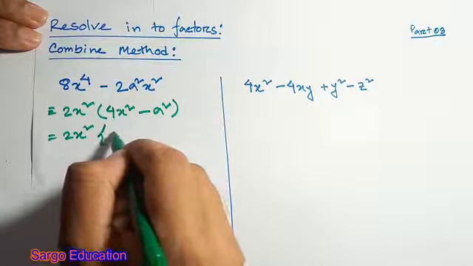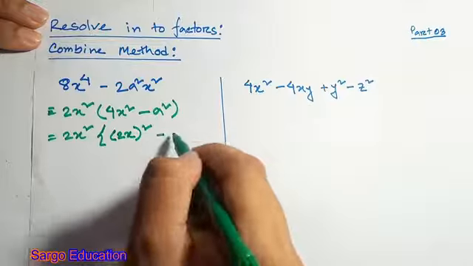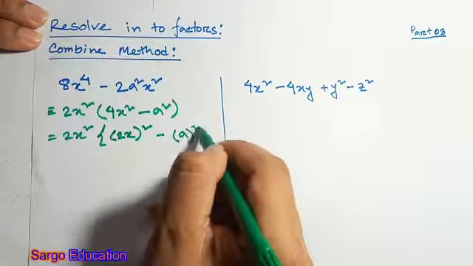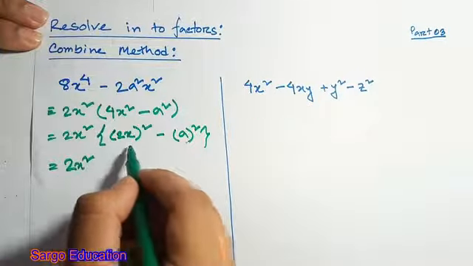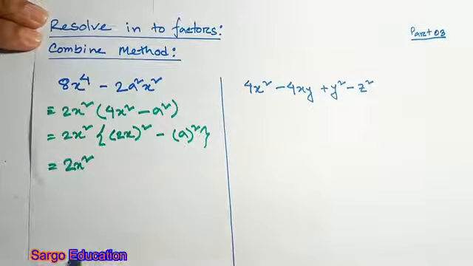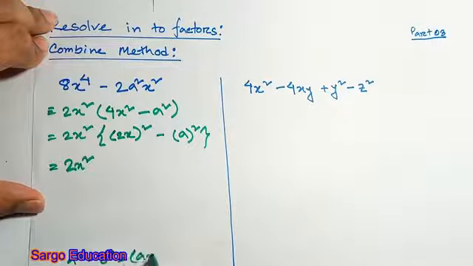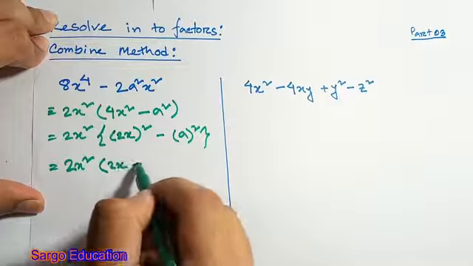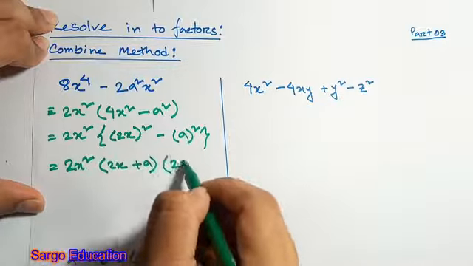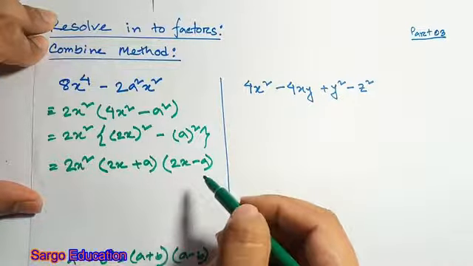4x square can be written as (2x) whole square, minus a, and a can be written as a square. Then 2x square, and here we use the formula a square minus b square, that is (a plus b) into (a minus b). So we can write (2x plus a) into (2x minus a). Okay, that is the answer of our first math.